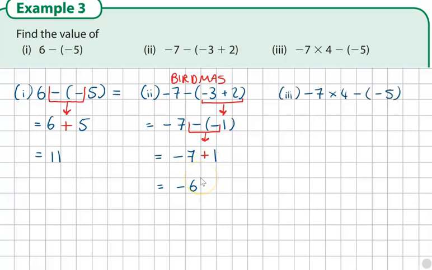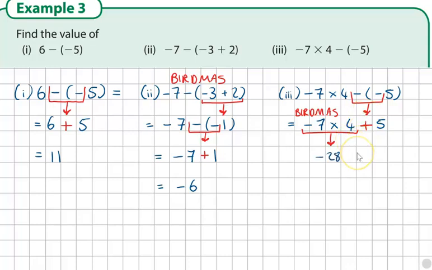Part 3, minus 7 times 4 minus bracket minus 5. So we start off by working out a minus times a minus gives a plus. We bring everything else down. So we have minus 7 times 4 plus 5. So then we do minus 7 times 4 before we do our addition, because we have to follow BIRDMAS. And here we're doing a minus by a plus, which gives a minus, because different signs give minus when you're multiplying. And 7 by 4 is 28. So we get minus 28.